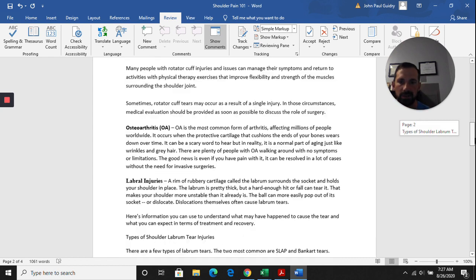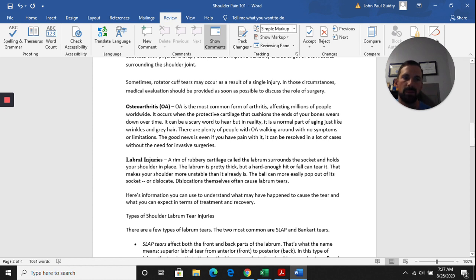Second is osteoarthritis. Again, this can happen in any joint of the body. It's kind of a scary term, as we talked about in the knee and the back videos, but it's just a normal part of aging, just as we can get wrinkles and gray hair, and those things don't necessarily cause pain.